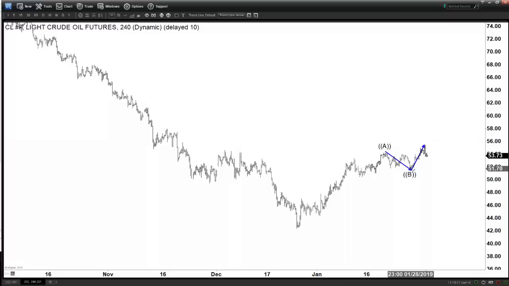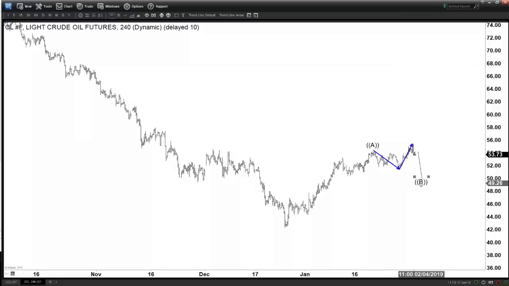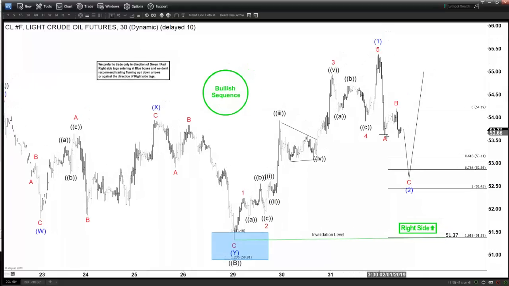So the alternate is going to be doing an expanded flat, in which we have a wave A, we got a wave B, and then we got a wave C like this that can become 5 waves before ending the B here. Then oil from there can start the C leg to the upside. If this is the one that is playing out, that means this move here is wave 1, this is wave 2, and then we can have a 3, 4, 5 that can break $51, right?